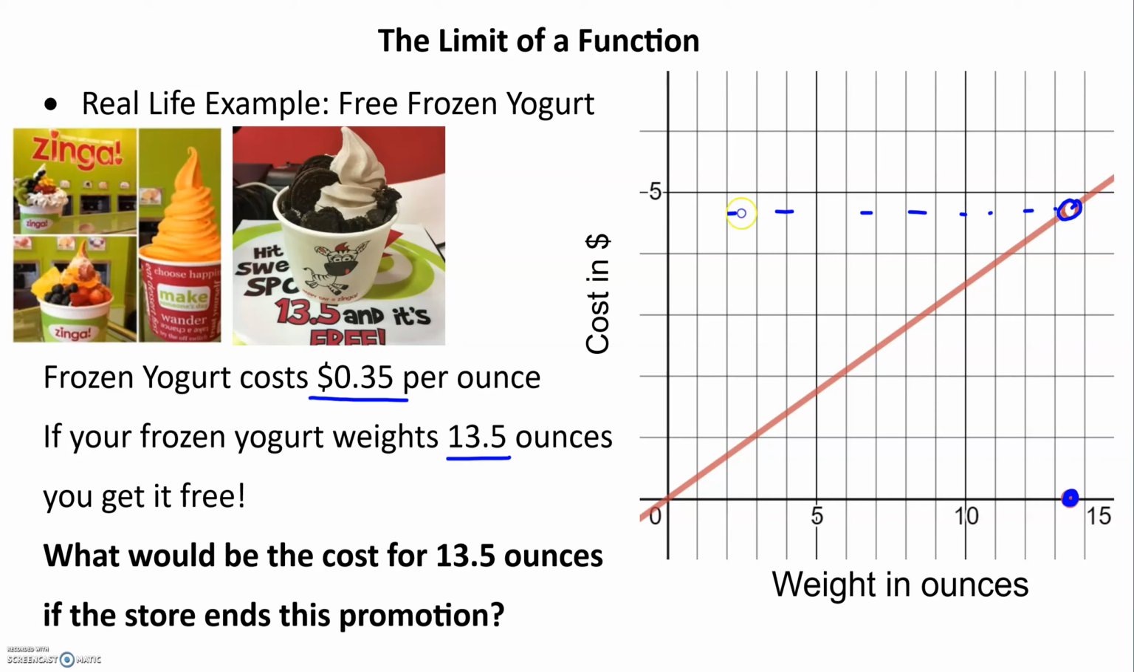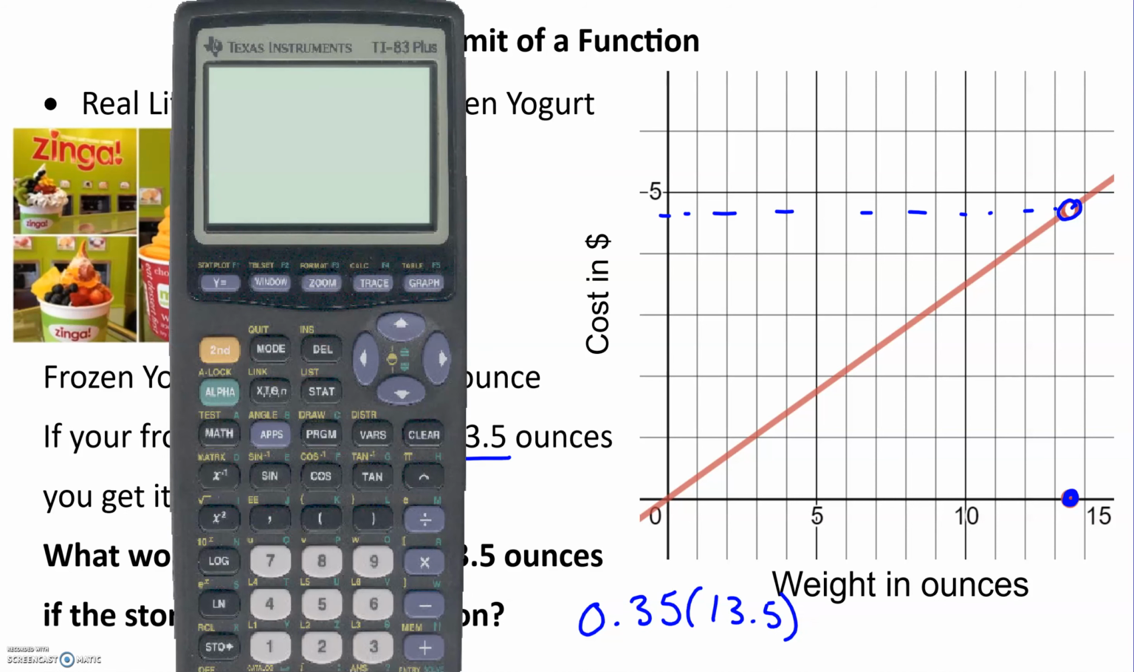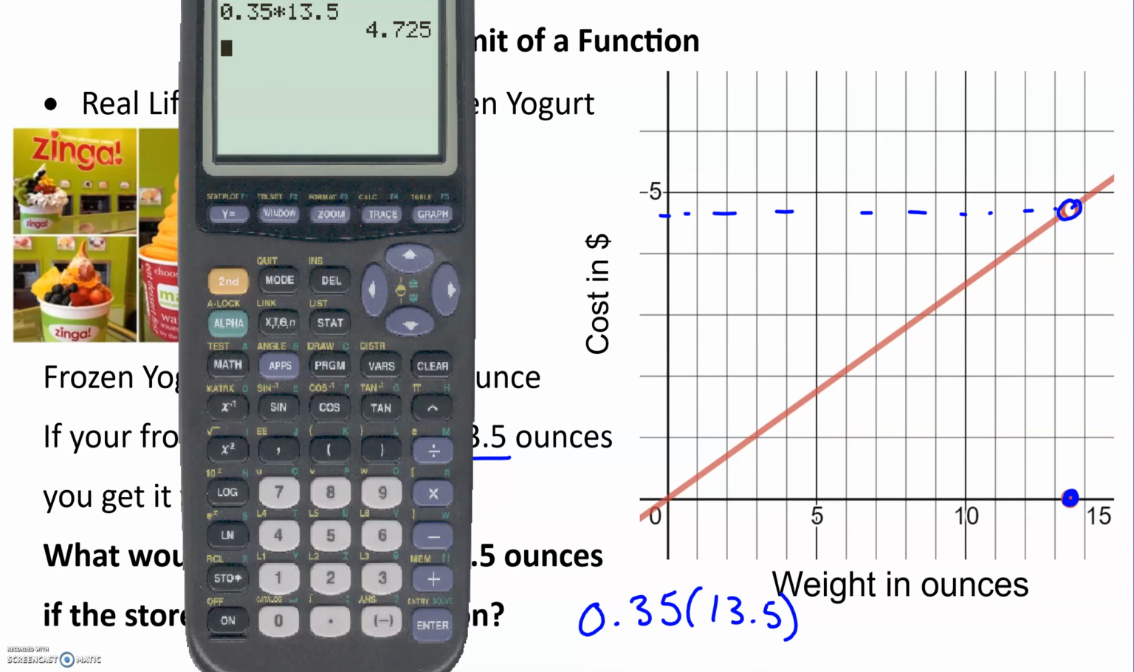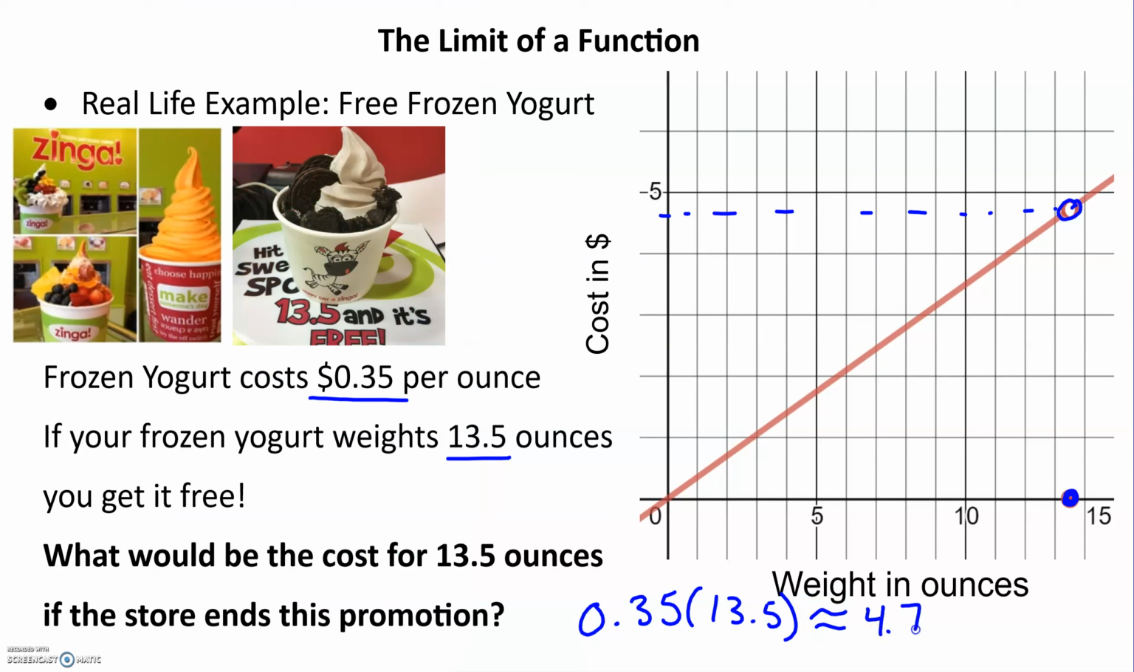So I could estimate it. I could look at my approximate y value and know it's some cost just under $5, or I could calculate it based off of the situation. I know it's 35 cents per ounce, and I can multiply by the 13.5 ounces, and that would allow me to calculate the amount. So here, when I type it into my calculator, I can see the cost would be about $4.73. So that's the idea of a limit, is even if our value at that point doesn't exist, what is the behavior tending towards? So in this case, if they drop the promotion, my yogurt that would have been free for the 13.5 ounces would now cost me $4.73.